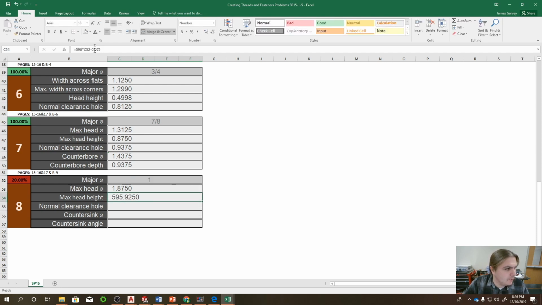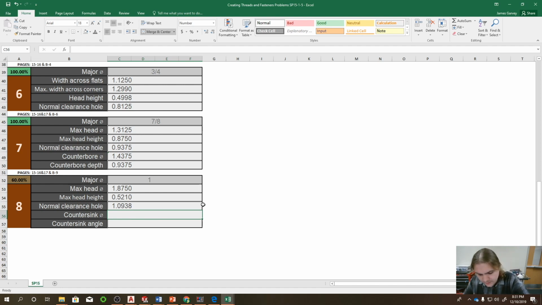And that came out way wrong because I forgot a decimal place. There we go. So for our normal clearance hole, we jump back to page 1516 and look at the chart. We see that for a 1-inch diameter, we need to take our diameter plus 3/32, which I can just type in like this, and there we go.